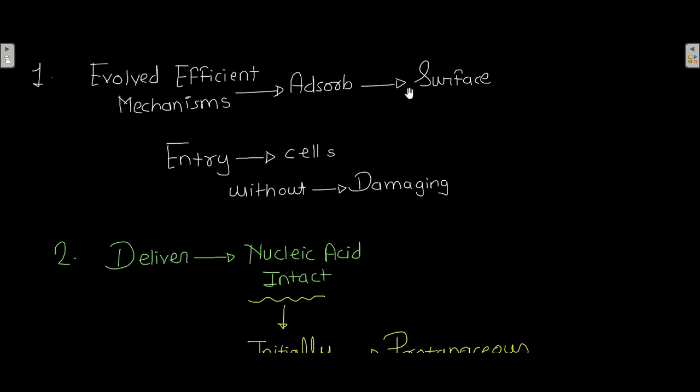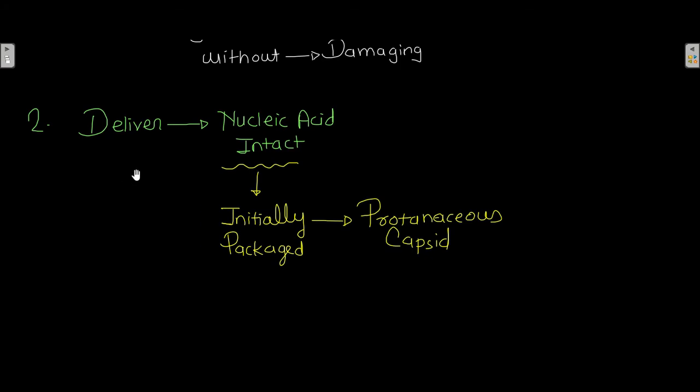Okay, that is one characteristic which is very useful when you are making a vector out of a virus. And the second advantage is that the viruses deliver nucleic acid intact into the cell. And why is that? Because the nucleic acid is initially packed into a proteinaceous capsid. Okay, so the DNA or RNA which is getting integrated is in the intact form.